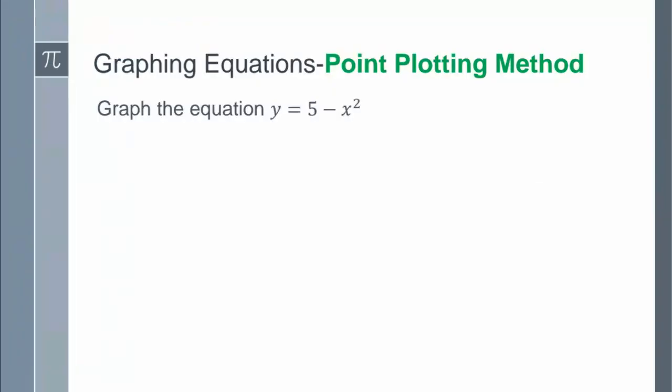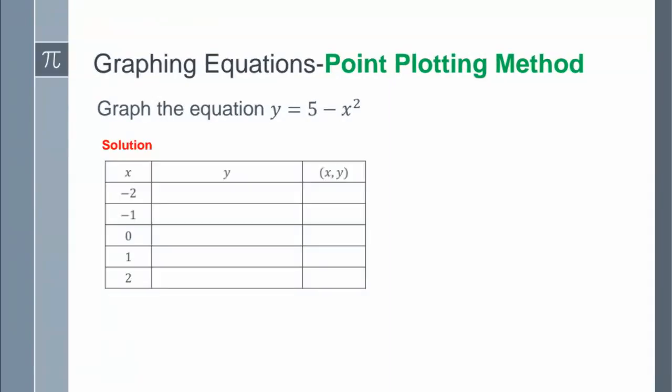Now let's graph the equation y equals 5 minus x squared, again by point plotting. Again, we make a table. If you notice, we chose the same values for x, which are negative 2, negative 1, 0, 1, and 2.